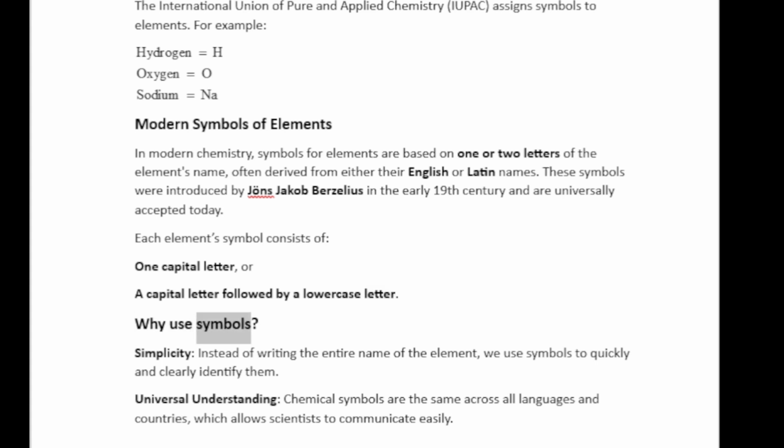Why use symbols? Simplicity: instead of writing the entire name of the element, we use symbols to quickly and clearly identify them. Universal understanding: chemical symbols are the same across all languages and countries, which allows scientists to communicate easily.